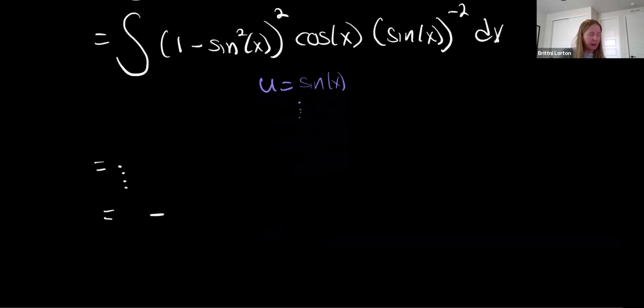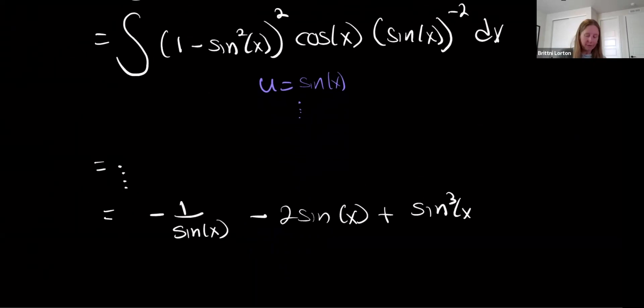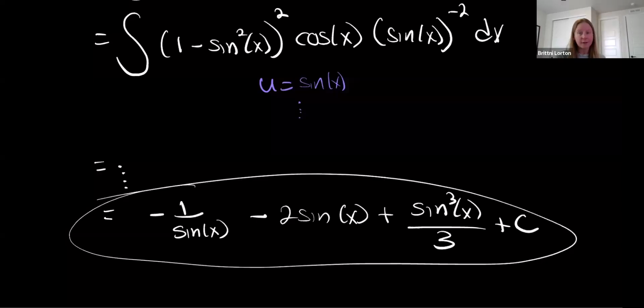Okay, maybe now you're back. Here's what I got as the answer. -1 over sine of x minus 2 times sine of x plus sine cubed of x over 3 plus c. If you didn't pause to try it on your own, now's your time. Pause and try it on your own. Make sure you can do it. Okay, let's do another one.